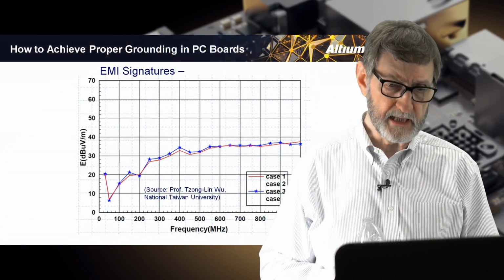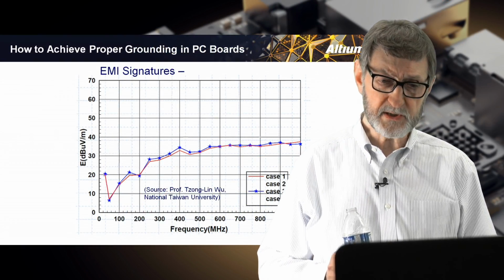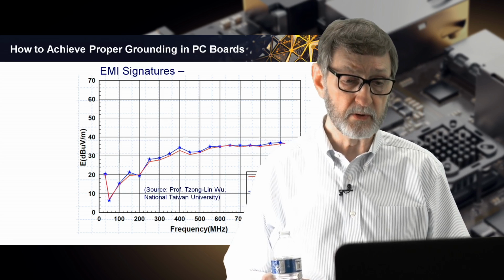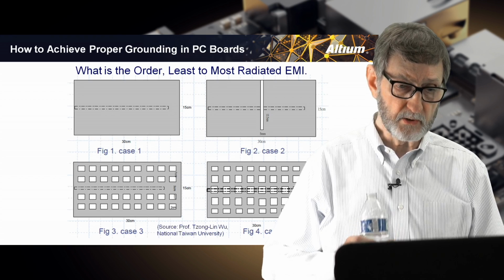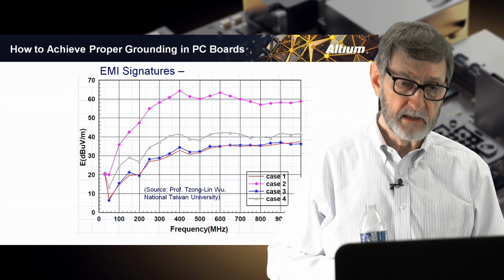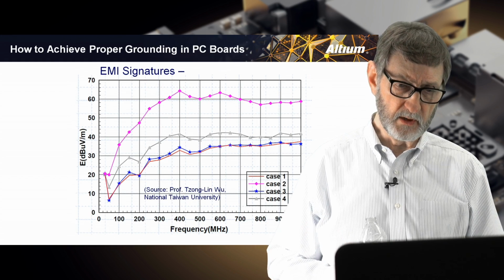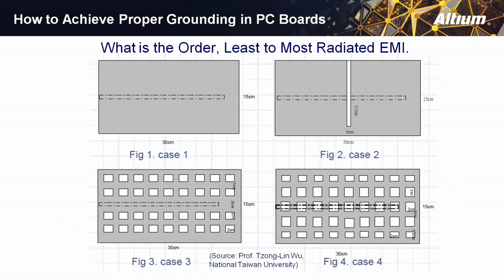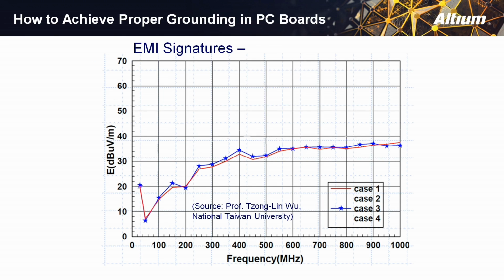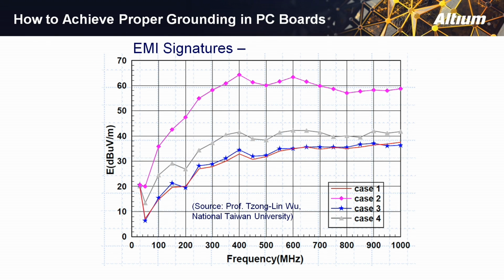Here's 1 and 3. We said a minute ago, because of the solid area of ground underneath the signal on figure 3, it and 1 are going to be relatively the same. Here are 2 and 4. The gray line is figure 4. It's the one with the cross-hatched plane where you're routing across the openings in the plane. And because of that, you would expect it to be slightly worse.